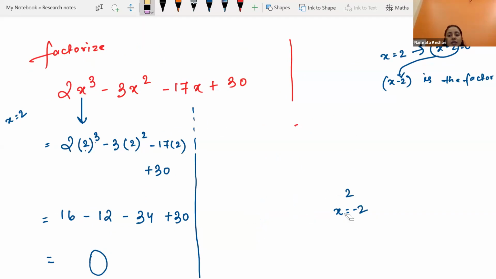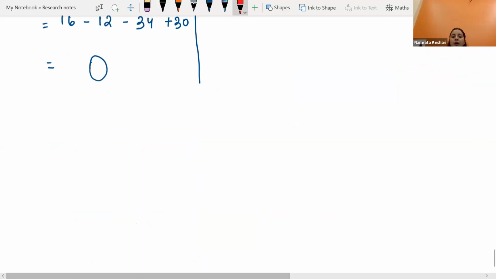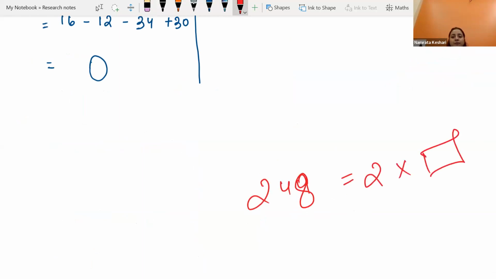Now what about the remaining factors? That we don't know. x minus 2 is one factor and we don't know the other factor for this particular polynomial. What will we do? We will divide. See, in a real scenario, I'll give a number, let's say 248, and I will tell you that one of the factors is 2. To find the other factor, you will divide 248 by 2, right?